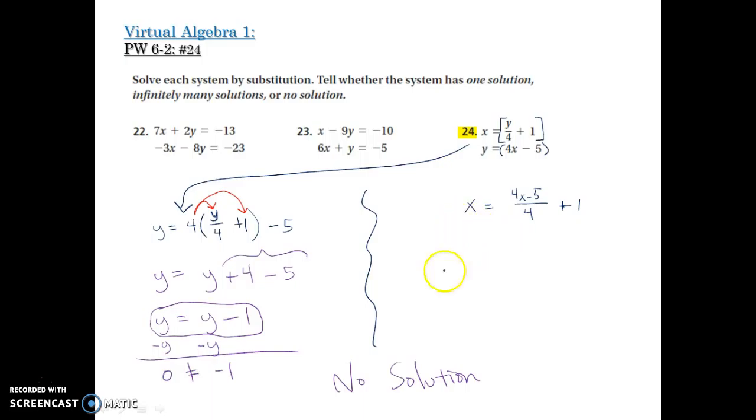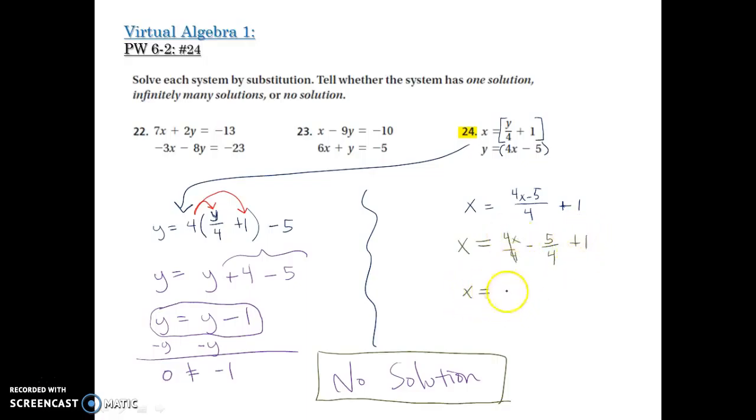Now, you don't have to do this part, but I just want to show you that if you had solved this one, you would get the same thing. Here we can break up this 4x minus 5 over the denominator. So that'll be 4x over 4 minus 5 over 4. And we would get x equals x, and then negative 5 over 4 plus 1, that's plus 4 over 4, so that's negative 1/4.